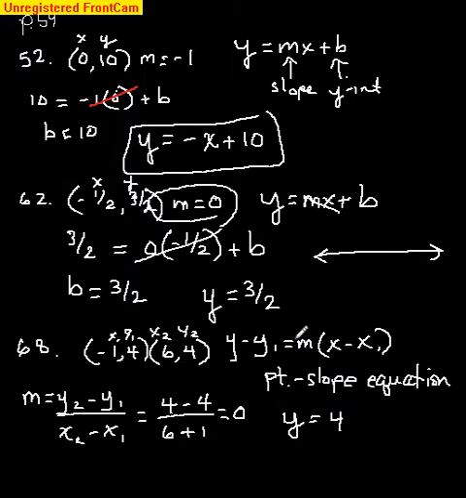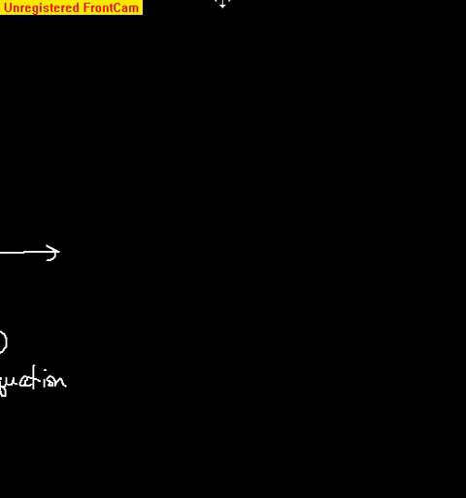This whole thing would be wiped out because you would have 0 times all the x's, and you would put your point in, and you would end up with y equals 4. So your horizontal lines are always y equals. Remember, if you split this y upside down, it looks like an H. So the horizontal line going through 4. Okay, let's move on.